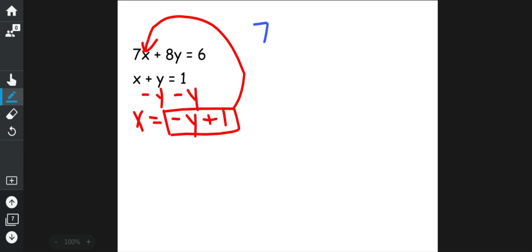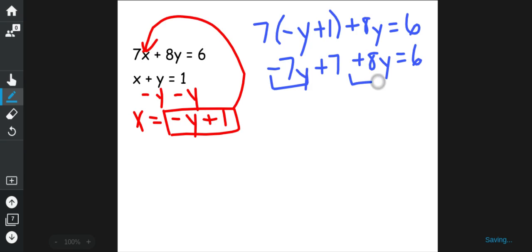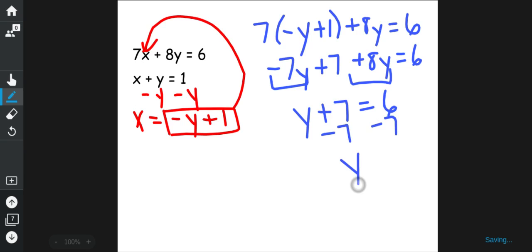So 7 times negative y plus 1 plus 8y equals 6. This would be negative 7y plus 7 plus 8y equals 6. We're going to combine like terms. We get y plus 7 equals 6, subtract 7, y equals -1. So now we've got the y part of our answer, which is -1.